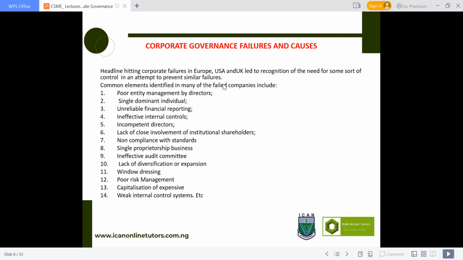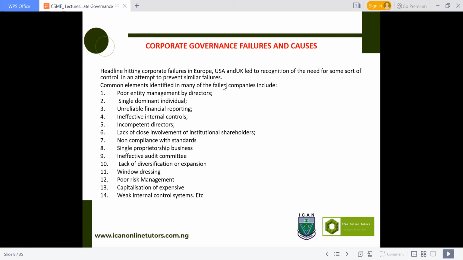Financial reporting is not reliable. You are not complying with the standard. If you are doing this, that company will fail. Incompetent directors, also another one. Lack of close involvement of institutional shareholders.